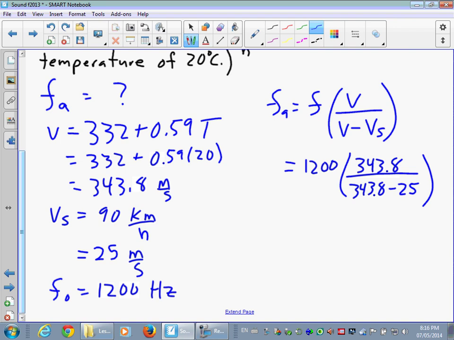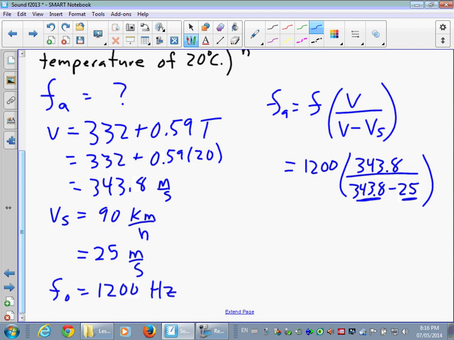And that will pretty much always be true as long as your object is going at subsonic speed. As long as it's not eclipsing the speed of sound, you would end up with a negative value only if you also compounded the mistake by adding instead of subtracting here. So that's one thing. The second thing I want to point out is that the smaller the value for Vs, right here, the less of an effect it's going to have on that 343.8.